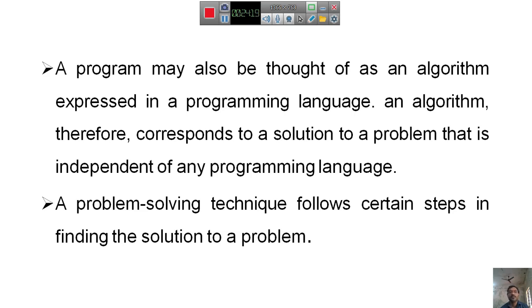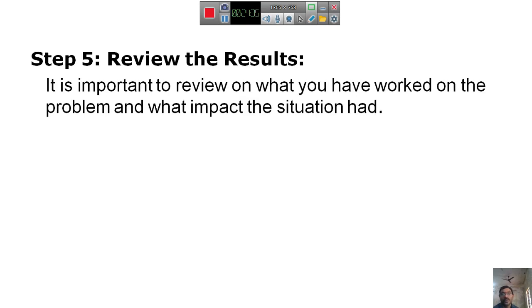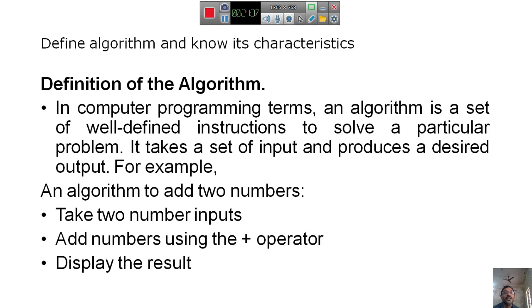That can be understood by everyone, and it does not depend on any programming language. The algorithm is not dependent on, or related to, any program. It is independent of all programming languages. So here is the definition of algorithm and the characteristics of the algorithm.